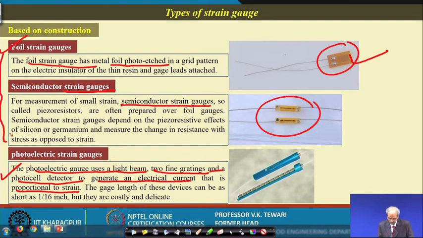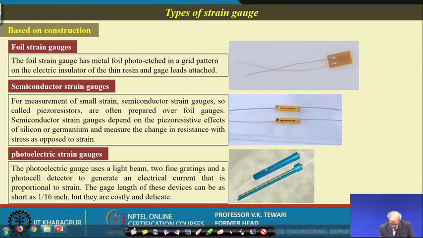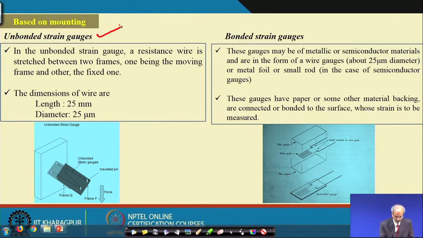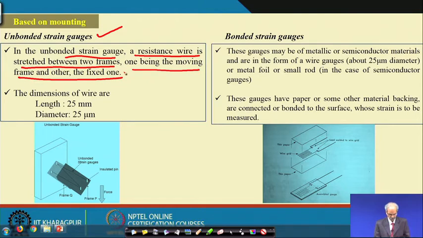So, now let us see what further is there in this. Based on mounting, how is the mounting of these? It is also essential to understand how they are known on the basis of mounting. See, unbonded strain gauges. In unbonded strain gauges, a resistance wire is stretched between two frames. You can have a look at this, with one being a moving frame and the other a fixed one. This arrangement is shown over here.